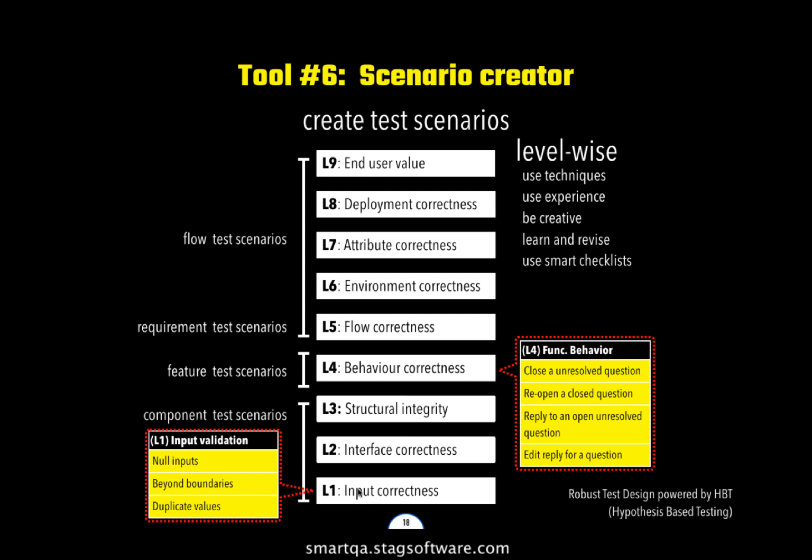So in HBT, the act of robust test design is about clearly coming up with scenarios which validate for certain specific criteria of cleanliness, which is stated as level 1 cleanliness, level 2 cleanliness, and so on. Are the inputs correct? Is the interface that takes the inputs correct? Is the internal structure that is used to build the application correct? Is the behavior correct? And so on and so forth.